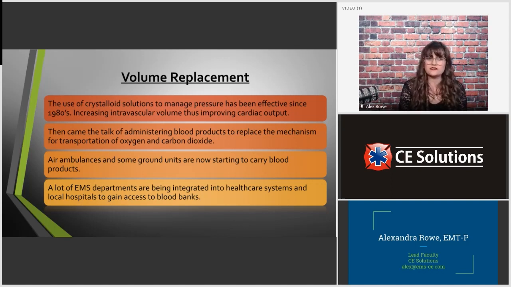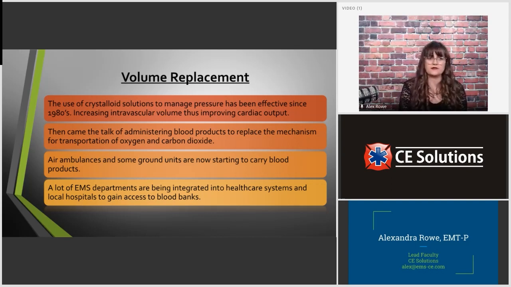Most of the time, air ambulances do carry blood. There are minimal ground ambulances that actually carry blood just because they have to keep it temperature controlled. It's only good for a certain amount of time. It just really depends on your area if that's needed.